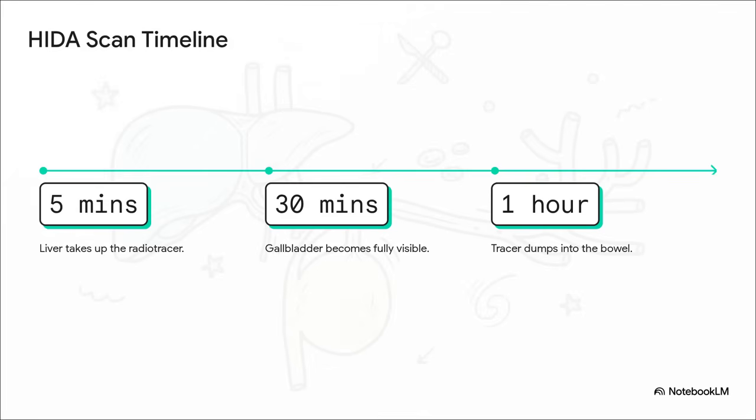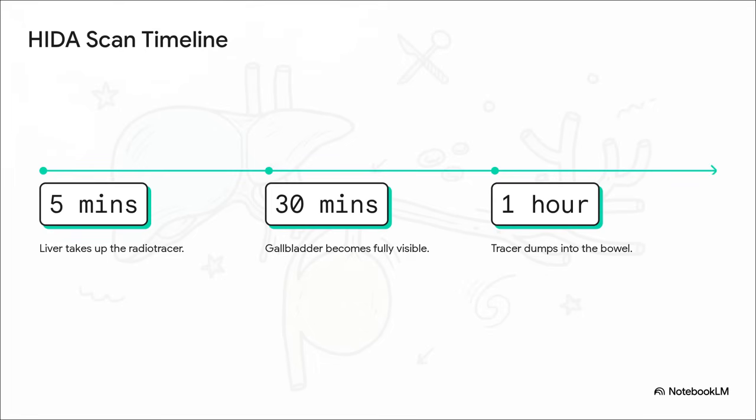Okay, let's shift gears and look at how things build when we want to test actual function, not just static anatomy. For this, we turn to the HIDA scan, a dynamic radioisotope study. We inject a technetium-99m labeled radiotracer right into the blood. Within 5 minutes, the liver takes it up. By 30 minutes, it's being actively excreted into the bile, and the gallbladder becomes fully visible. By the 1-hour mark, we should see that tracer dumping directly into the bowel.